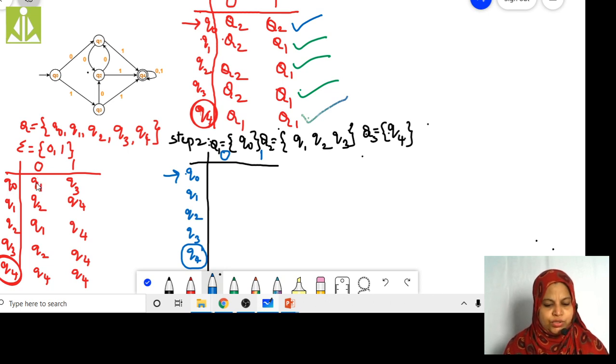Q0 on 0, Q1. Q1 is present in which set? The Q2 set. Q0 on 1, Q3. Q3 is present in which set? The Q2 set.